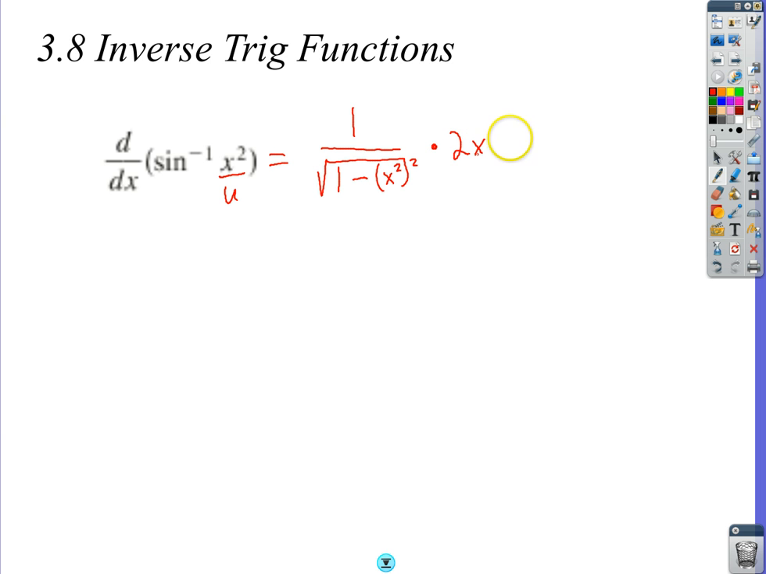Okay, I go ahead and simplify. This would be 2x over the square root of 1 minus x to the 4th. Ta-da, done.